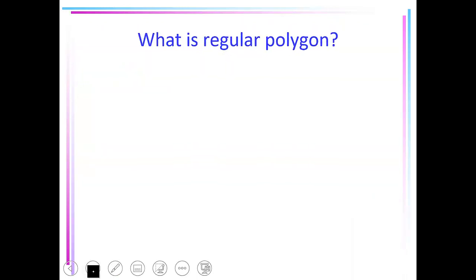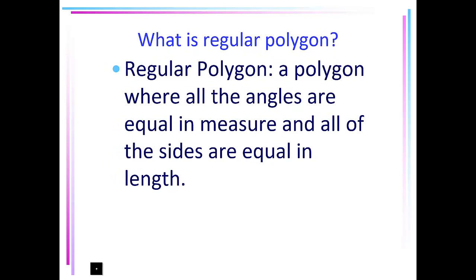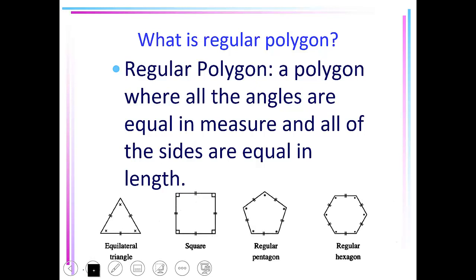Now let's have a look and see the meaning of a regular polygon. A regular polygon is a polygon where all the angles are equal in measure and all the sides are equal in length. So for example, regular polygons are an equilateral triangle, a square, a regular pentagon, a regular hexagon, a regular octagon, and so on. So again, to say that a polygon is regular, the measures of all angles are equal and the lengths of all sides are equal as well.